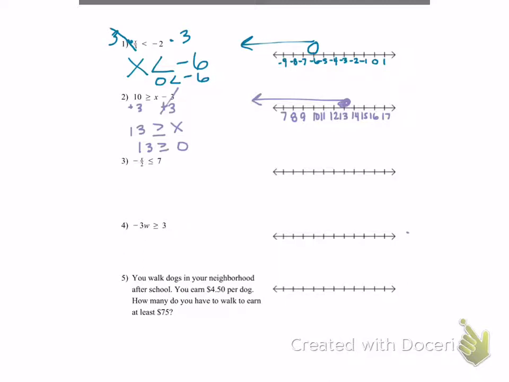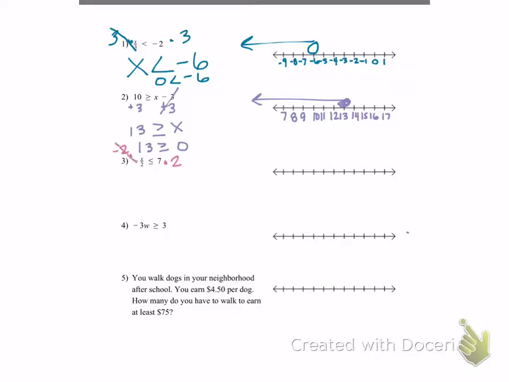All right, so when we look at this one, we've got negative x divided by 2 is less than 7. Okay, so our goal is to get rid of that divided by 2. And we also want to get rid of that negative, so let's just treat that negative with the 2. So if it's dividing, we know that we have to multiply both sides by -2 in order for them to cancel out.